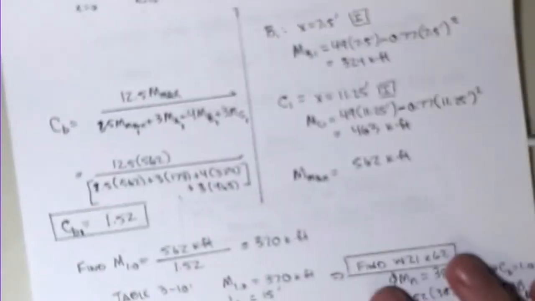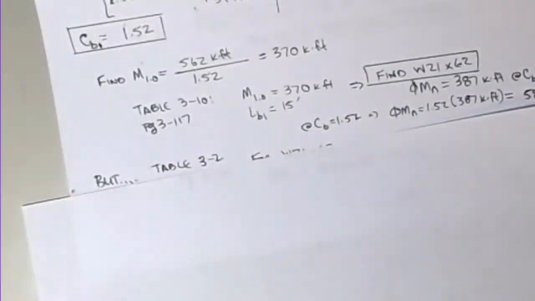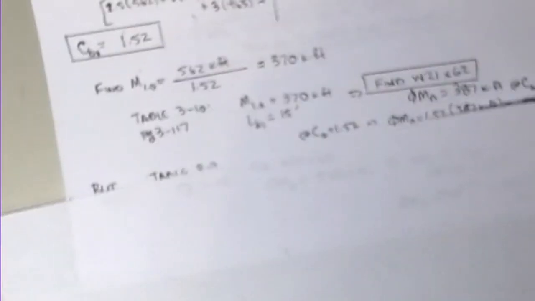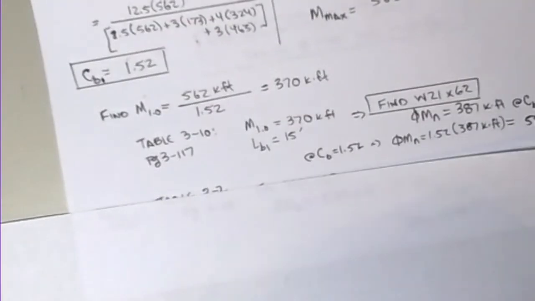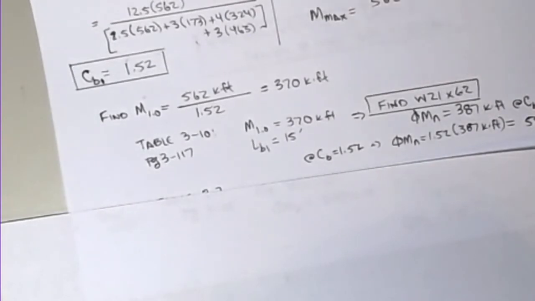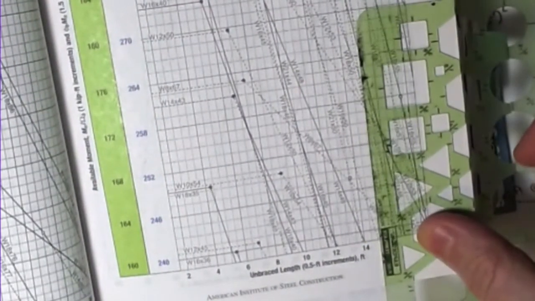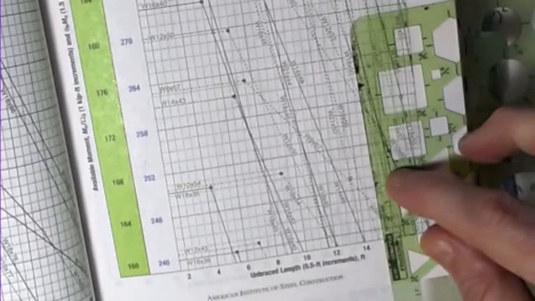So what we're going to do now is jump into our table, and I'll show you how we do this. If you're playing along at home, this is table 3-10, and we are looking at 3-117. So all we're going to do is read out: my LB was 15 feet. So we're coming up here. If you lay the straight edge on here, right there, I'm going to read all the way up until I find my moment, which was 370.